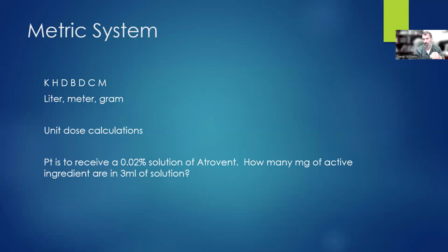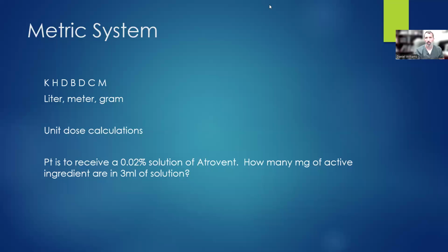A practical application of this is going to be in a dose calculation. So for instance, you had a patient that is to receive a 0.02% solution of atropine or ipratropium bromide. And you also learned that that's a bronchodilator. It's an anticholinergic bronchodilator, but that's for a different discussion. We'll stick with the math right here. How many milligrams of active ingredient are in 3 milliliters of solution?